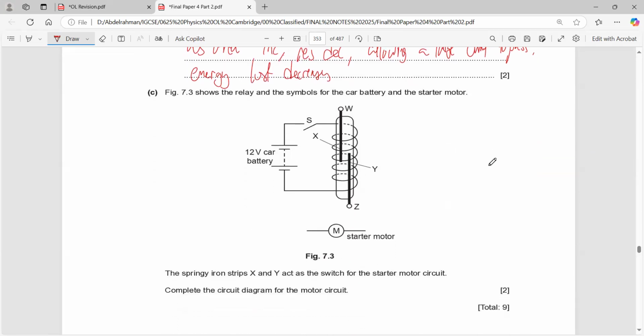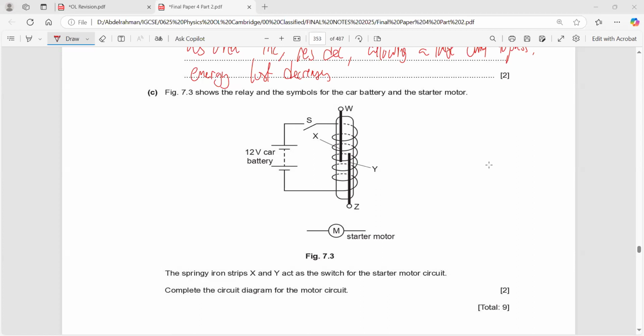Figure 7.3 shows the relay and the symbols for the car battery and the starter motor. Springy iron strips X and Y act as the switch. Can I complete the circuit? Yes, I can complete the circuit. First of all, you need to connect the motor.